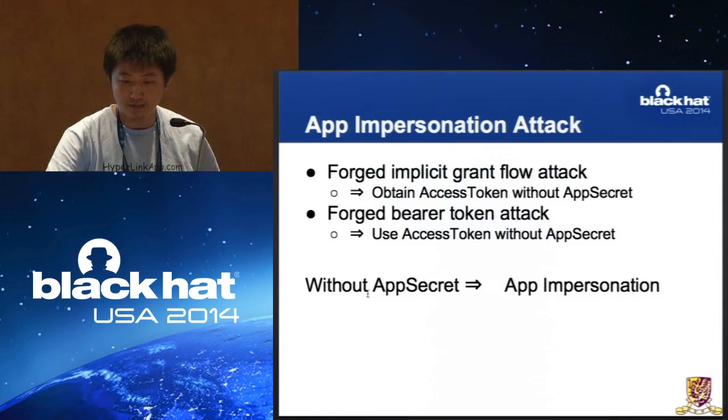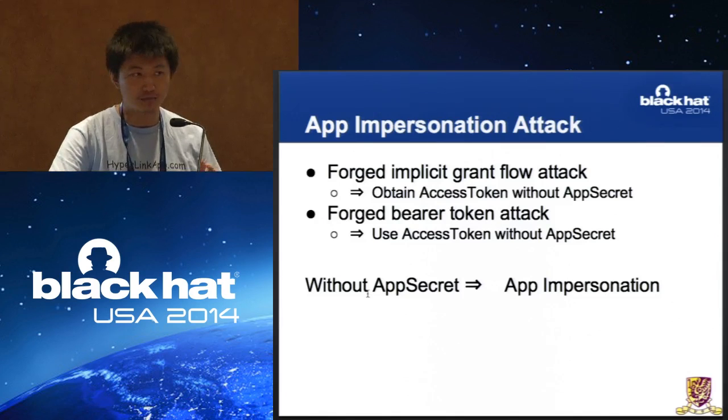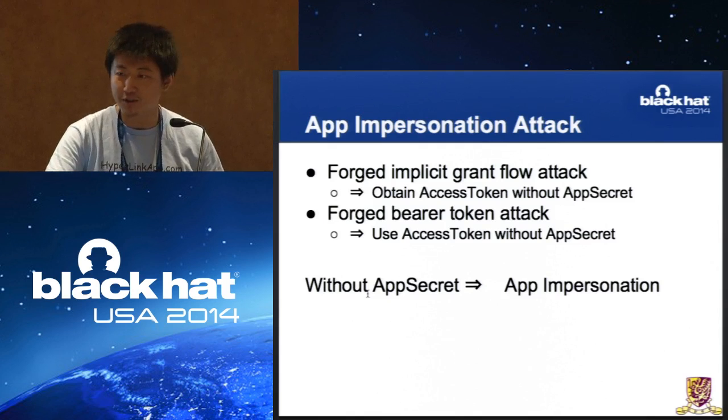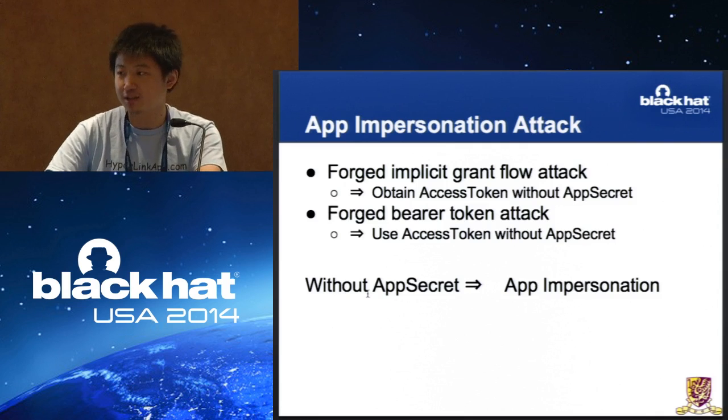So here is the overview. First, we show that using the forged implicit flow grant attack, we can obtain an access token without the app secret. And second, we show that using the forged bearer token attack, we can use the access token without the app secret. So what's the implication of not needing the app secret? That means you can actually impersonate some app, right?